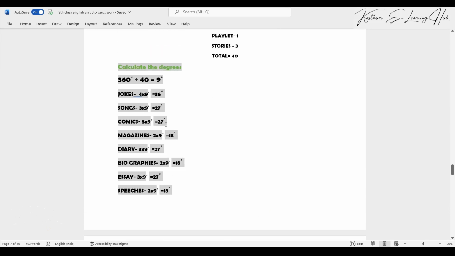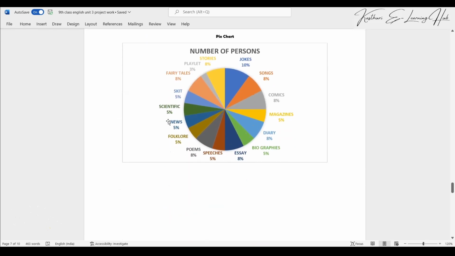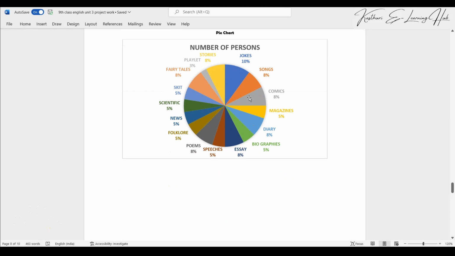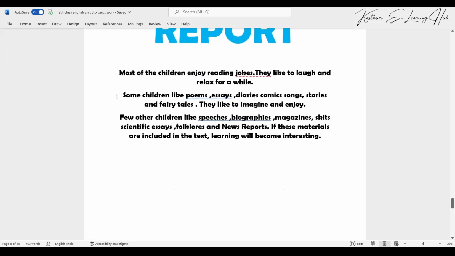Okay, and then the second one, what is the second option? Now 10% is jokes. What is the second? Yeah, 8%. So we can say some of them. Some children like poems, essays, diaries, comics, songs, stories, and fairy tales. They like to imagine and enjoy.